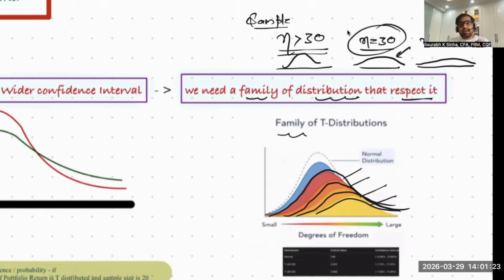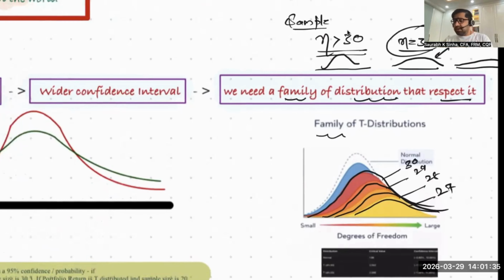All these distributions which you see are t distributions, but this is for sample size 30, this is for 29, this is for 28, this is for 27. So t distribution is not one distribution, it is a family of distributions. Super important concept. Now, what is actually happening?